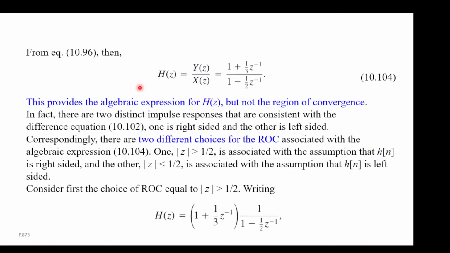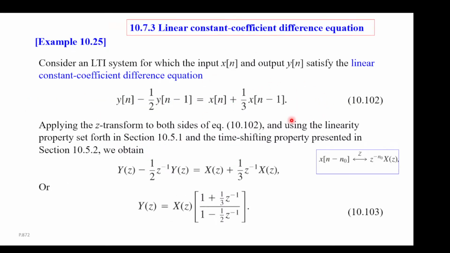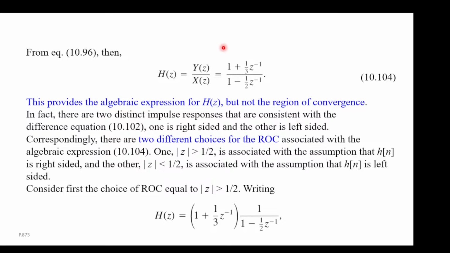But we actually don't know the total z transform because this is incomplete. This only tells us the algebraic expression, but we don't know the ROC. In particular, this has a pole at z equal to 1 over 2 here. So there are possible ROCs.